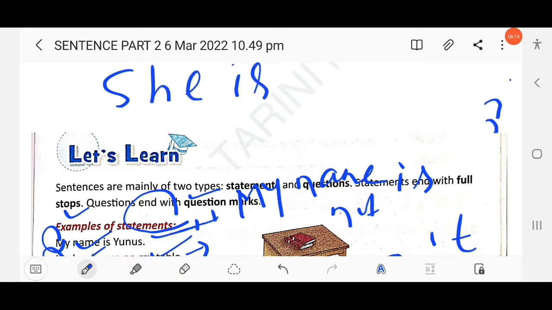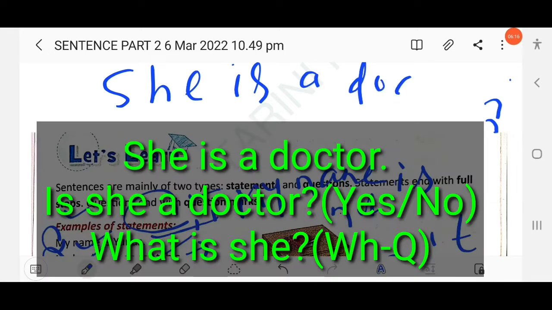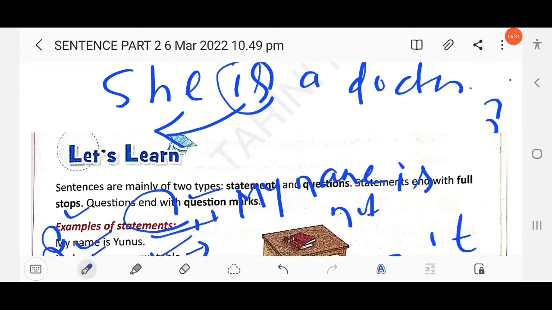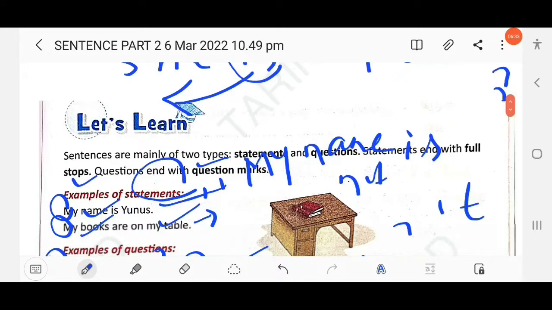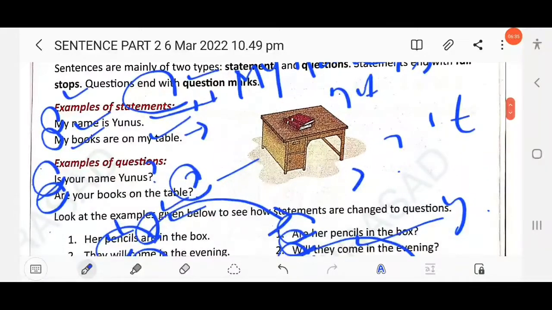She is a doctor, right? She is a doctor. So now we have to change it into yes/no as well as WH question. So for yes/no, is will come to the beginning of the sentence: Is she a doctor? Then its WH question will be: What is she? Right? What is she? Clear? So in this way we have to change the statement into yes/no question as well as WH question.